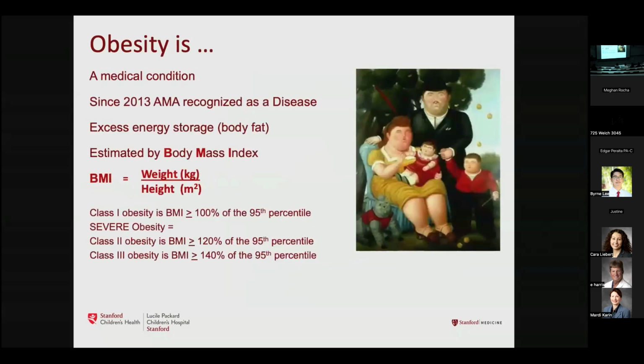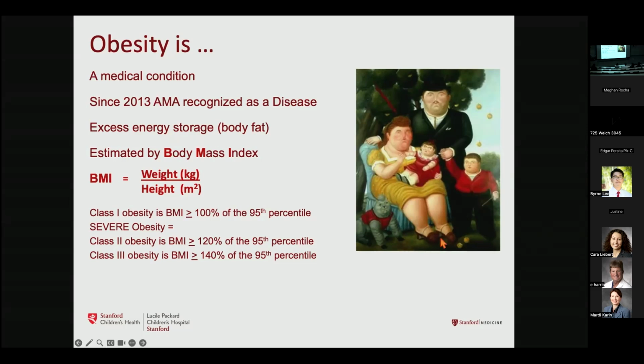So it is a medical condition. Since 2013, believe it or not, that recently, the AMA recognized obesity as a disease. It is a disease of excess energy storage. And it's estimated by the BMI. There have been a lot of articles about BMI being a bad estimation. It's not great, but it's what we have, and it's easy to measure. It's your weight in kilograms over your height in meters squared. There are plenty of calculators for it online, and it gives you a sense of how much body fat a person has. We also check a DEXA scan, which will tell you what percent total body fat a person has. And if you put those two together, you have a perfect measure of obesity.